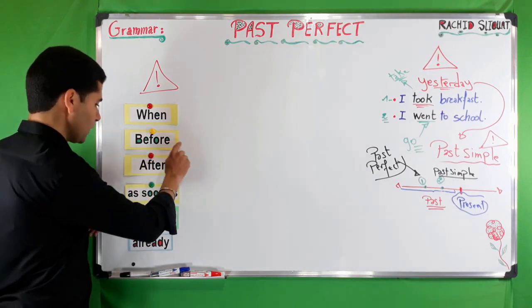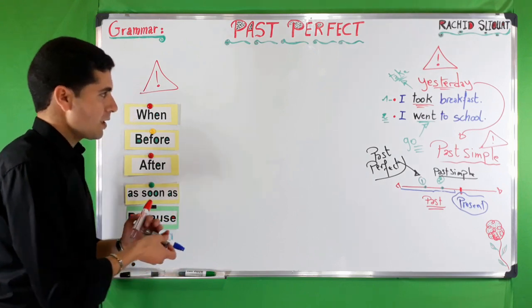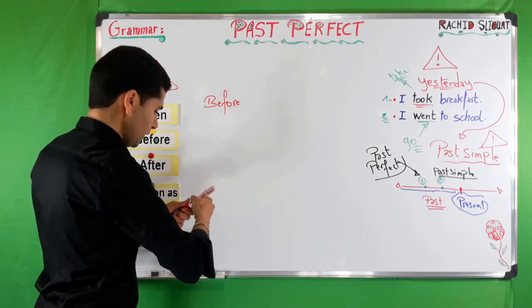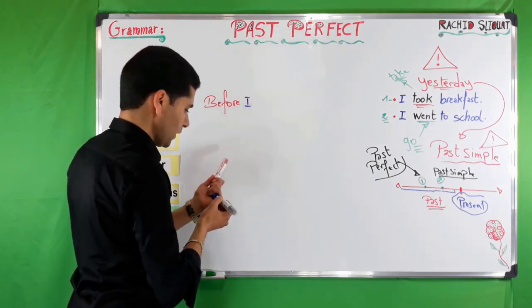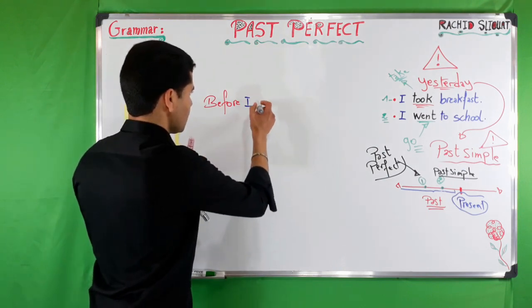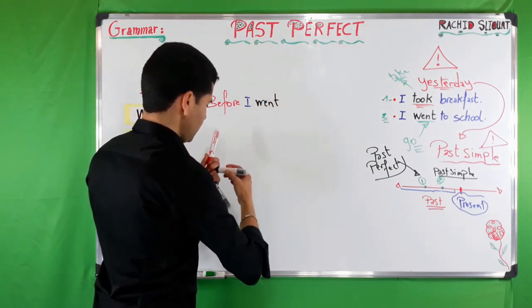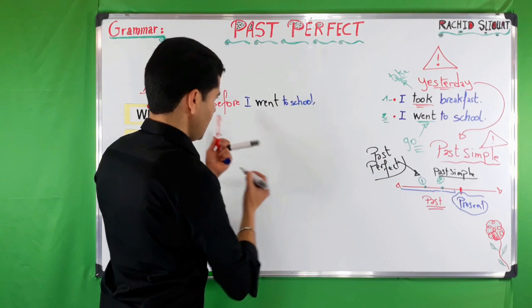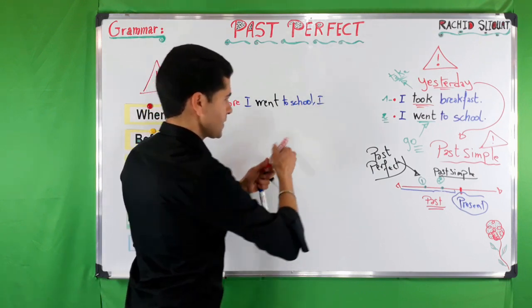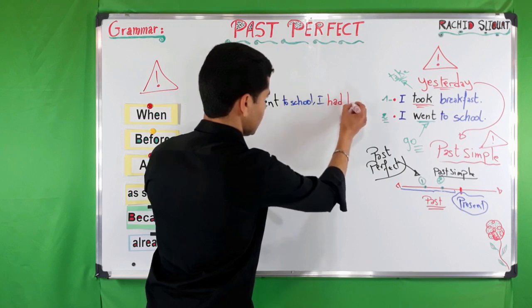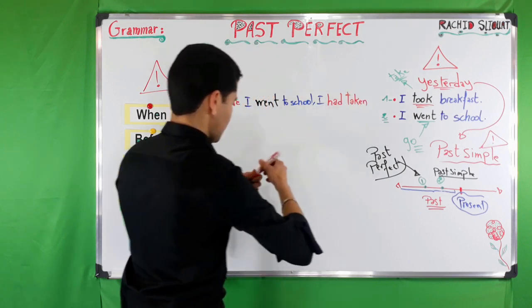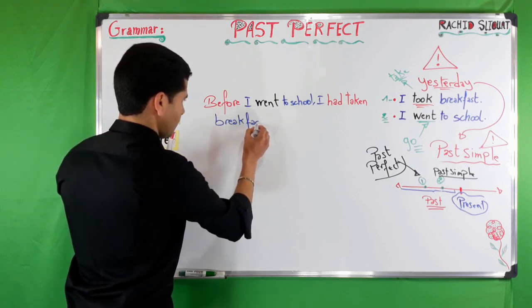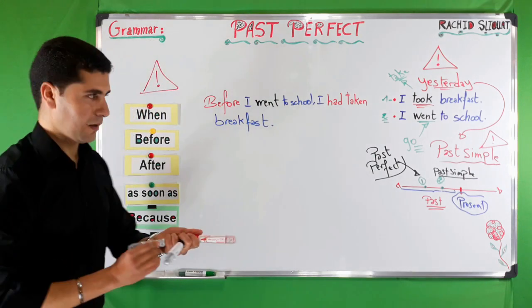Now let's start, for example, with the word before. So we say, before I went to school, comma, I had taken breakfast. This is a good example to remember.